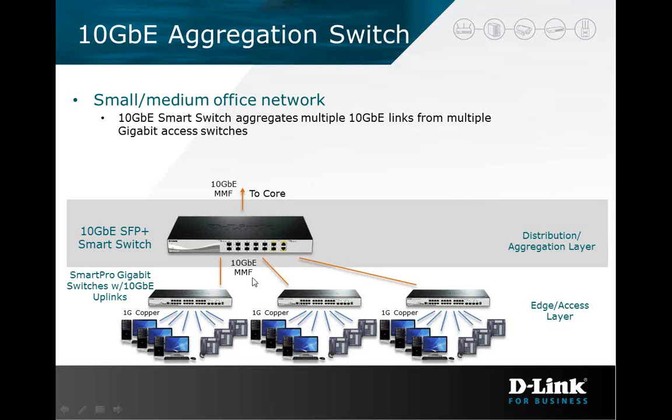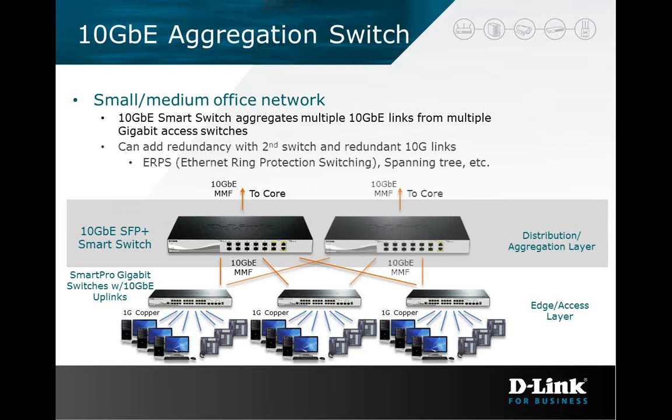Maybe we're using multi-mode fiber in this case, and we're uplinking into another 10 gig smart switch in the aggregation layer. This particular one is not copper ports. The one I'm showing here has SFP+ fiber ports, because I'm thinking maybe these access switches are more than 100 meters away from the aggregation switches. And then from the aggregation switch, I take a 10 gig link up into the core of the network. So this could be a small or medium-sized office network.